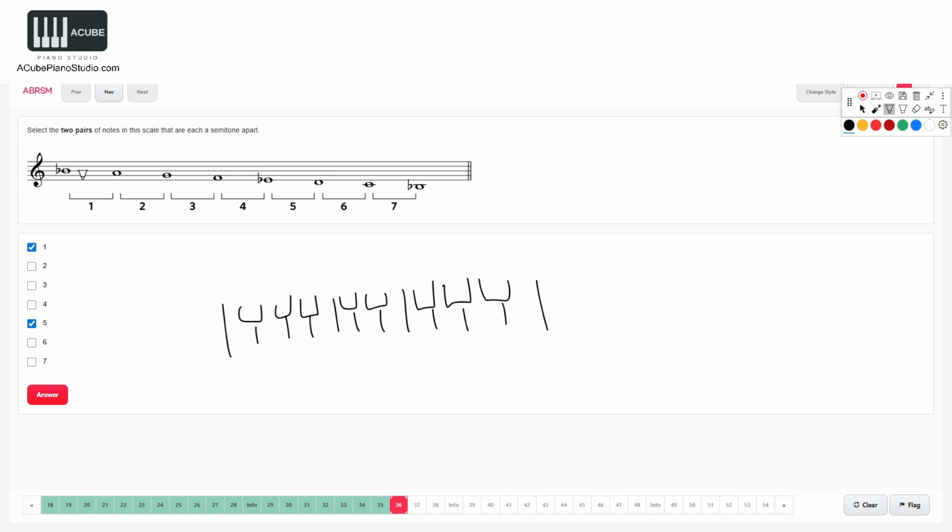So let me mark up this note here. This is B flat. And this one is A, right? They are right next to each other, the closest notes. So this is a semitone apart. Now you have A followed by G. They are separated by this note here. So it's one semitone, two semitones. Two semitones apart. In other words, it is a tone apart. So it's not 2. Now you have G and F. Again, one, two semitones apart, or a tone apart. So 3 is not a semitone apart.